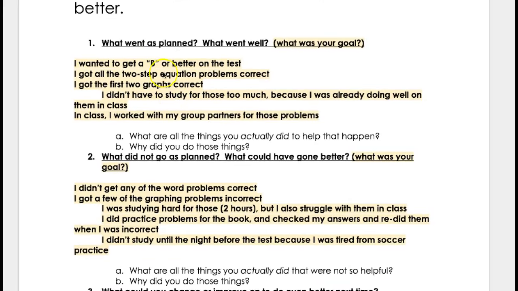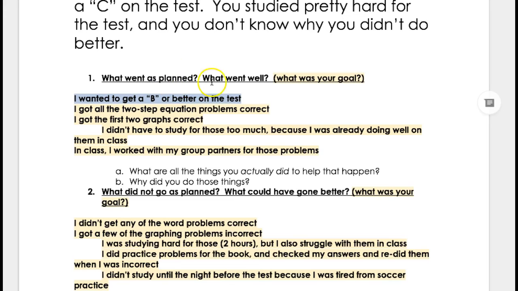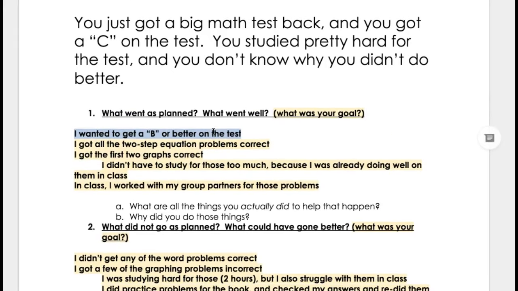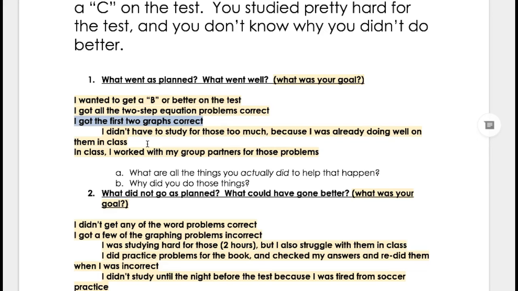So we start off thinking about what went as planned and what went well. It helps to start by just thinking what was your goal in the first place. So in this case, our goal was to get a B or better on the test. What went well is the things that helped you get towards that goal, right? So what helped me is I got all the 2-step equation problems correct. If it was just 2-step equation problems, I probably would have gotten an A. I got the first 2 graphs correct, so having those answered correctly got me closer to that B.